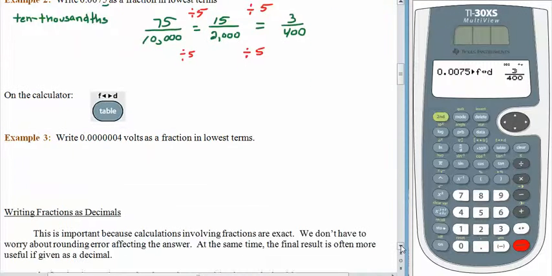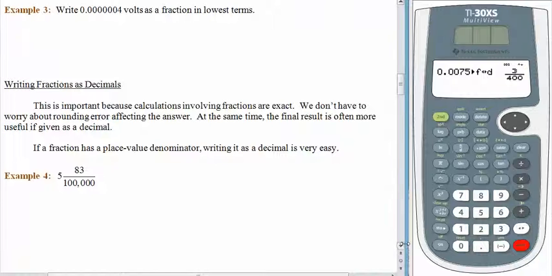Let's try the next one. All right, we have a very small number of volts. Tenths, hundredths, thousandths, ten-thousandths, hundred-thousandths, millionths. This 4 is in the ten-millionths place. So we need 4 over 10 million.